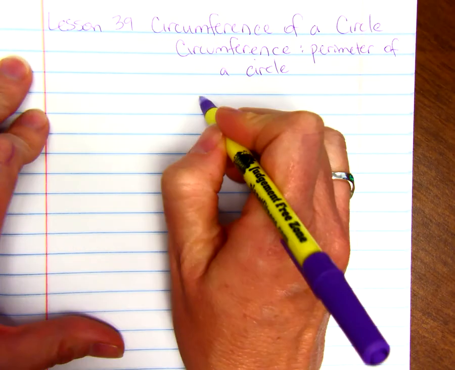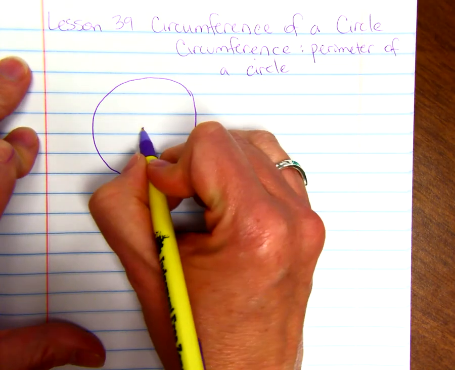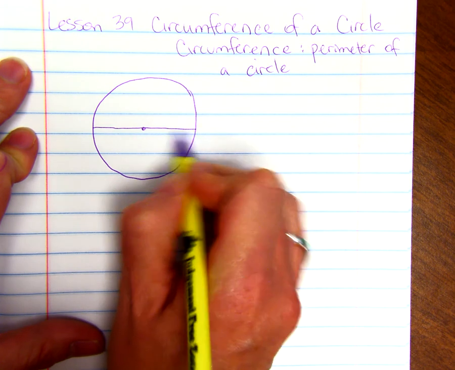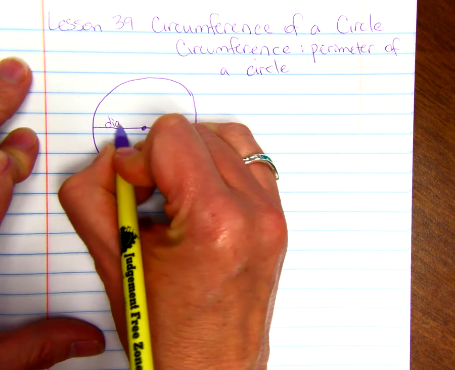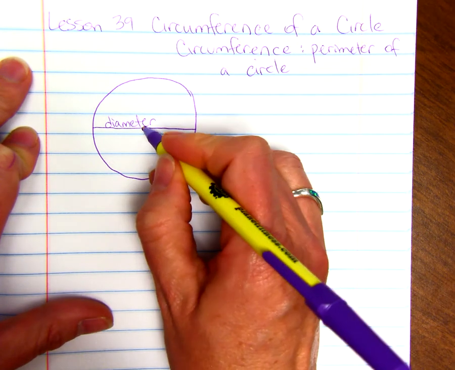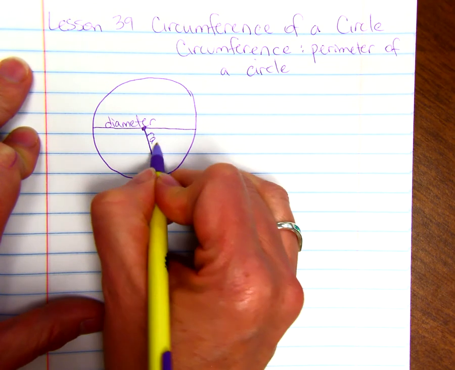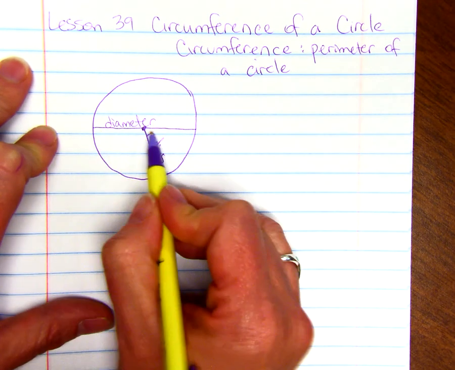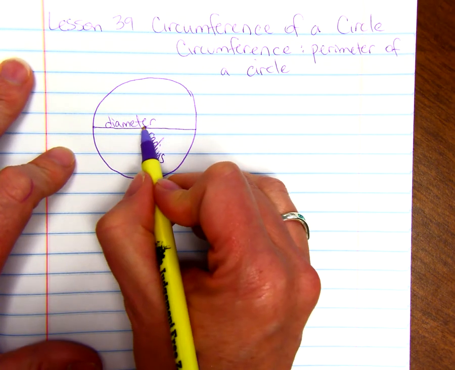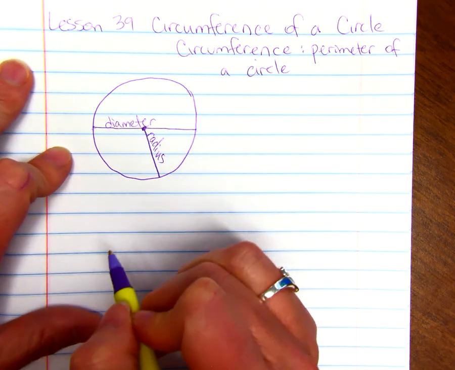So if we're to draw a circle, the line that goes straight across from one side through the center to the other side is called the diameter. If we just go from center to side, that's called the radius. So every diameter is 2 radii. If you notice, this side to the center, and from the center to this side, those are each radii. 2 of them makes a diameter.